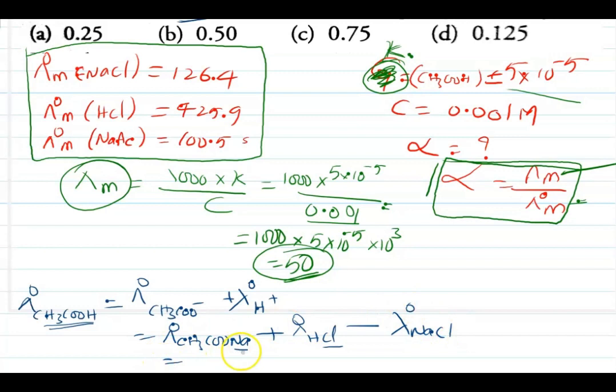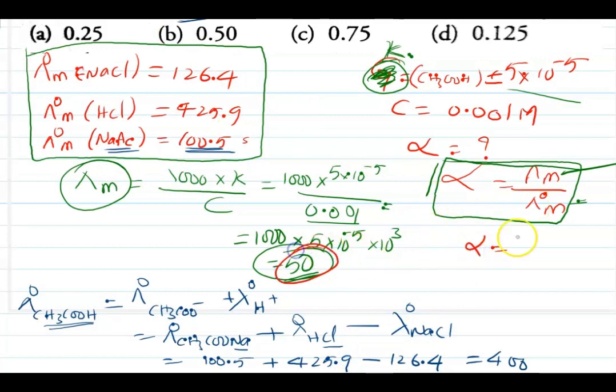So just substitute. Sodium acetate is given as 100.5, plus HCl, whose limiting molar conductivity is 425.9, minus NaCl, which is 126.4. When you calculate this, you will get 400 Siemens centimeter square per mole. So we just need alpha. We substitute here: alpha is equal to lambda m, which is 50, by lambda naught m, which we got as 400. 50 by 400 is equal to 0.125. So our answer is 0.125.